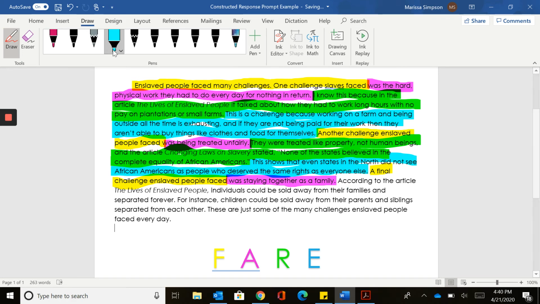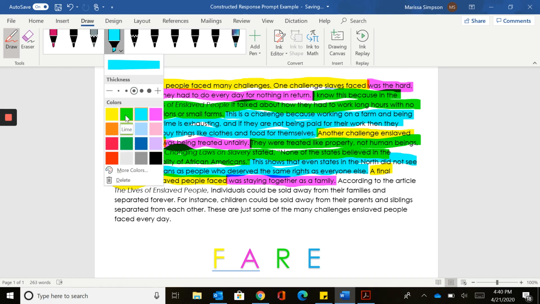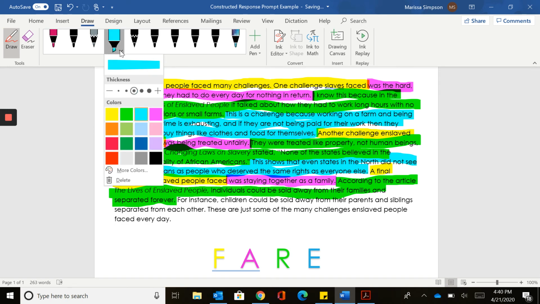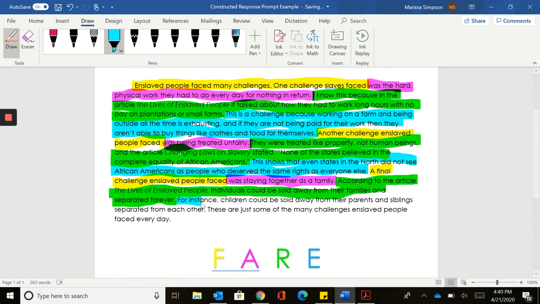And then my last challenge that I talked about was that it was hard for them to stay together as a family. And I referred to the article, The Lives of Enslaved People again, where it talked about how they could be sold away from their families and separated forever. And then I kind of talked about some examples of how that happened in history. Sometimes it was children being sold away from their parents, or siblings being separated from each other.